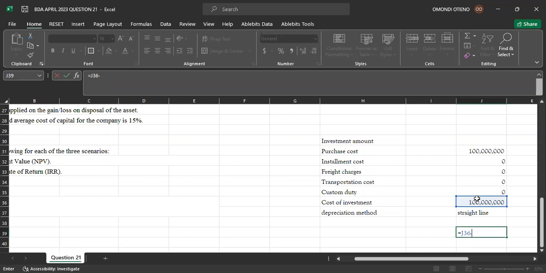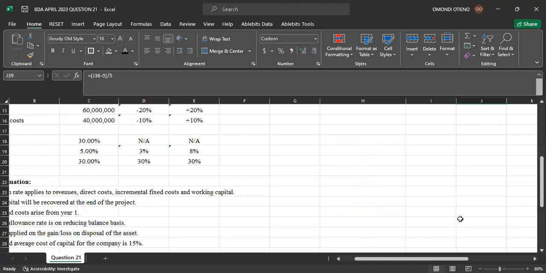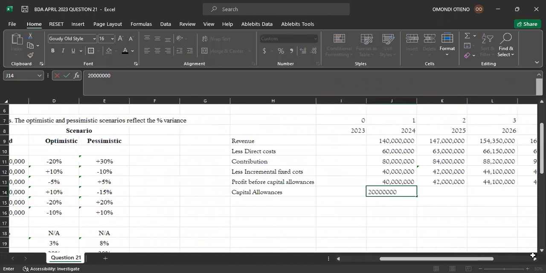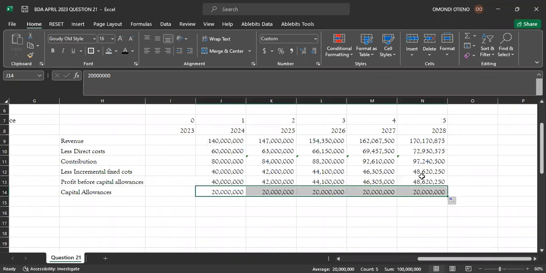So let's say that the salvage was 0. So we are going to take the cost of investment minus 0. Then all of that we divide by the useful life of the asset, which you can say is the same as the lifespan of the project, which is 5 years. So we could have taken this 20 million to be the capital allowance for all the 5 years of the project. If it was on straight line basis, that's what we could have done.